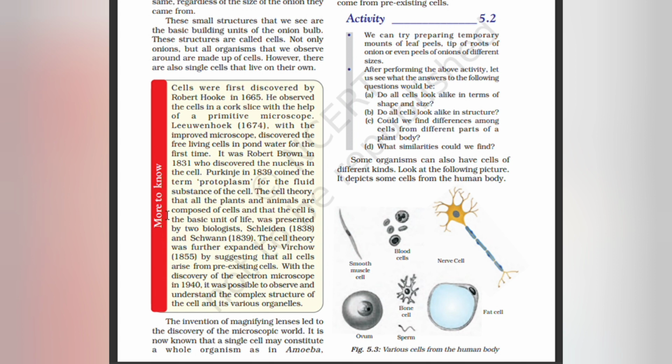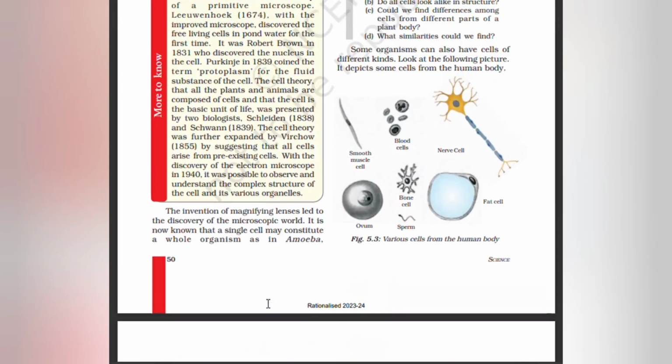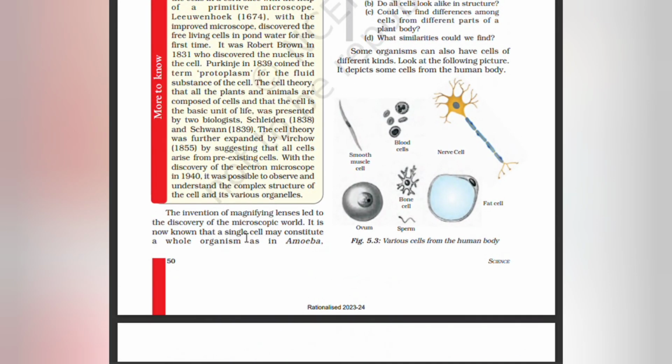The cell theory, that all plants and animals are composed of cells and the cell is the basic unit of life, was presented by two biologists, Schleiden and Schwann. The cell theory was further expanded by Virchow, who suggested that all cells arise from pre-existing cells. With the discovery of the electron microscope in 1940, it was possible to observe and understand the complex structure of the cell and its various organelles. The invention of the magnifying lens led to the discovery of the microscopic world.